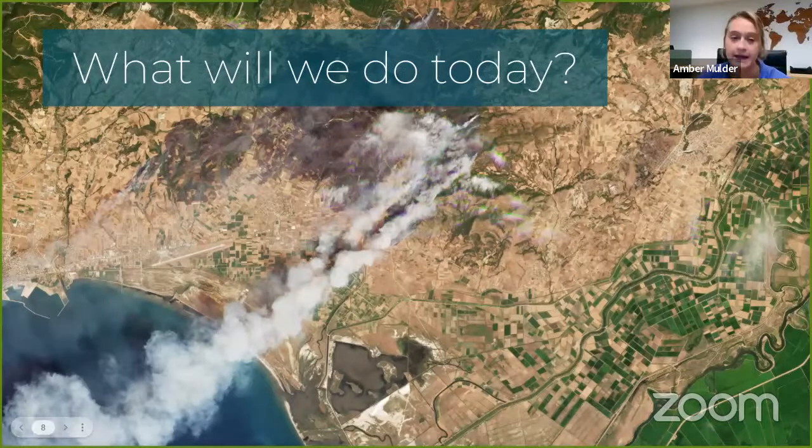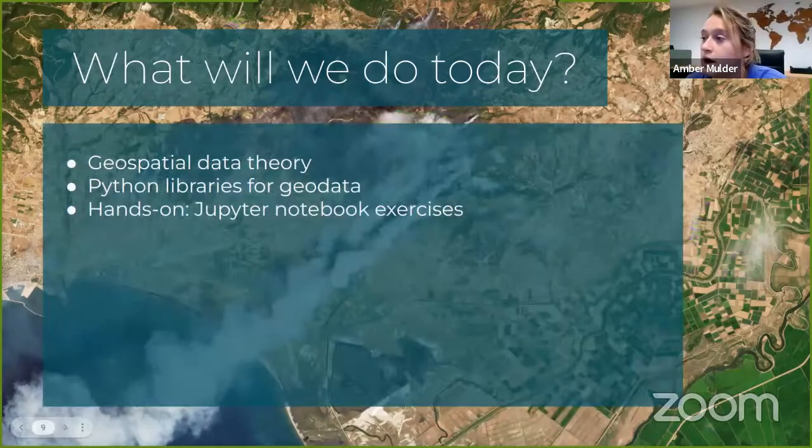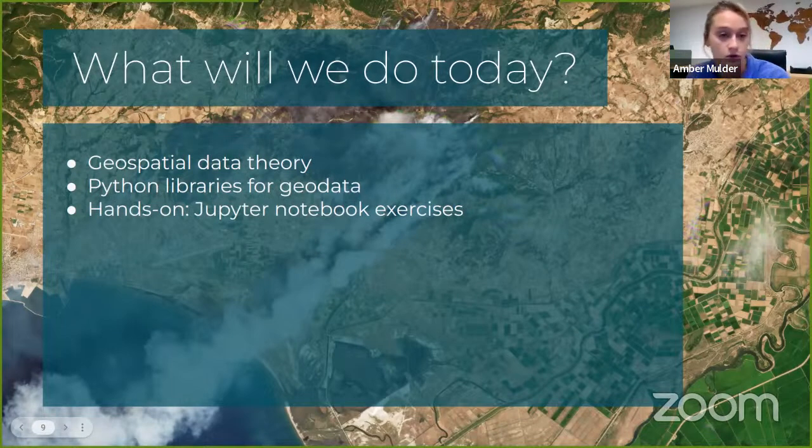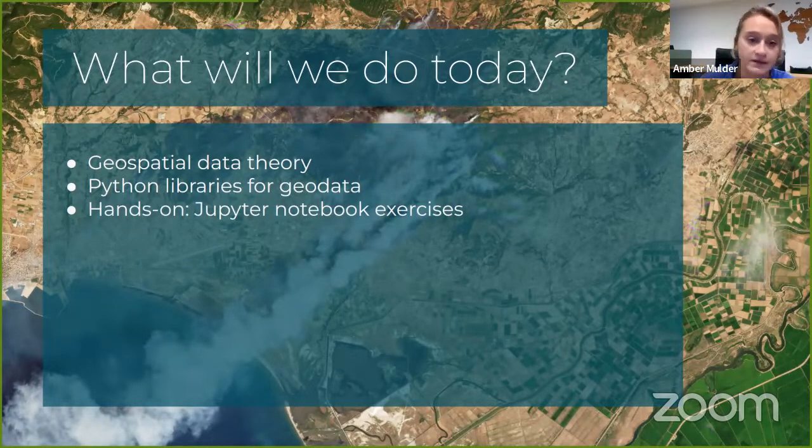But what will we do today? Today you will learn the basics of geospatial data theory. We will cover raster, vector, and other related geospatial concepts, and you will be introduced to some Python libraries that you can use for working with geospatial data. We will also directly gain some hands-on experience with some of those libraries through some notebook exercises and by using some Planet satellite imagery as an example.